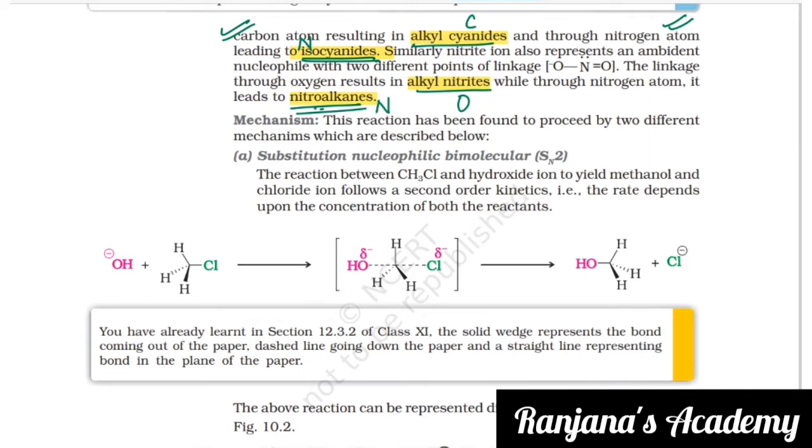This reaction has been found to proceed by two different mechanisms which are going to be discussed now. One is the SN2 mechanism and the other one is the SN1 mechanism. So what is the SN2 mechanism? Substitution nucleophilic bimolecular. Bimolecular. What is it? The reaction between CH3Cl and hydroxide ion to yield methanol and chloride ion follows second order kinetics. That is, the rate depends upon the concentration of both the reactants.